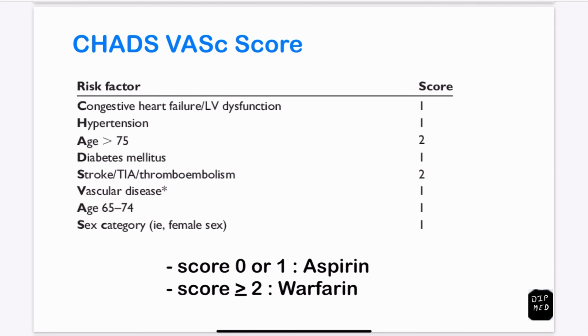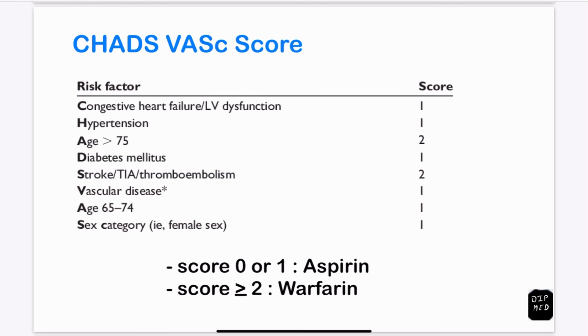C stands for congestive heart failure, which has a score of 1. H for hypertension with a score of 1. A stands for age more than or equal to 75 years, which has a score of 2. D for diabetes mellitus with a score of 1. S stands for history of prior stroke with a score of 2. V stands for vascular disease with a score of 1. A is for age between 65 and 75 years with a score of 1. And lastly, sex category, that is female, with a score of 1.